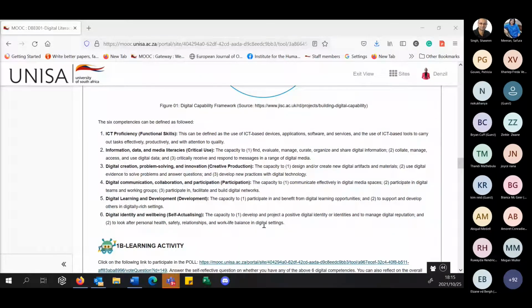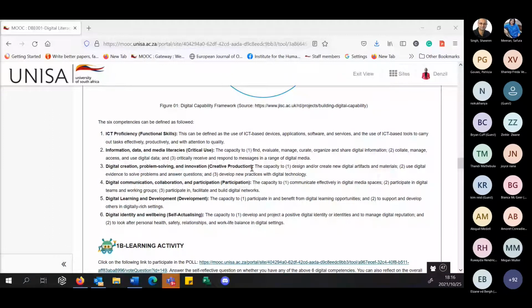Now let's look at some of these things. And these are important because, as you will find later, these form the foundation even for coding and robotics. The first one, ICT proficiency, which we call functional skills. This can be defined as the use of ICT-based devices, applications, software, any ICT tools, etc. The second, information, data, and media literacies, critical use. This is more to find, evaluate, manage, curate, organize, and share digital information. How do we collate, manage, and access digital data? And critically receive and respond to messages in a range of digital media and platforms.